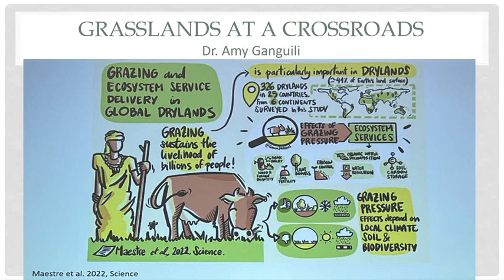Now, I loved what Amy talked about when she talked about grasslands at a crossroads. This is a paper from Science. I can read this paper and understand it, and I think most of the public, with a little bit of explanation, could understand some of the key themes of the paper. It's a scientific paper, so there's a whole lot of details. But they put together this little schematic showing things like grazing and ecosystem service delivery in global drylands. Grazing sustains the livelihood of billions of people, particularly in the drylands.